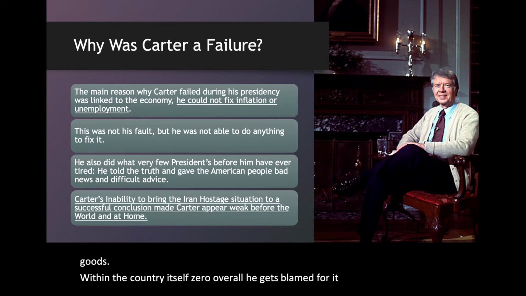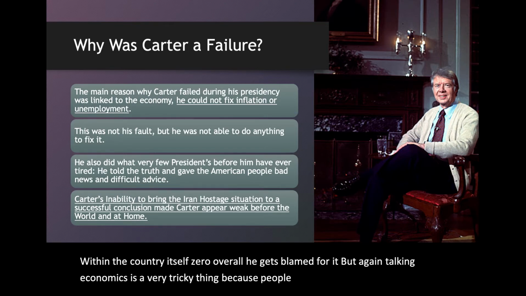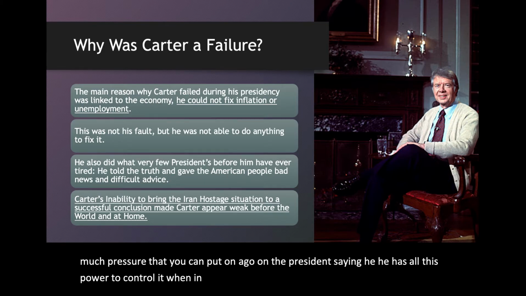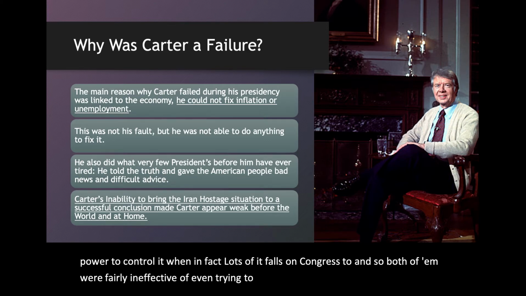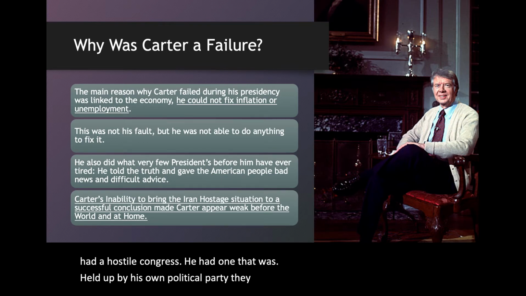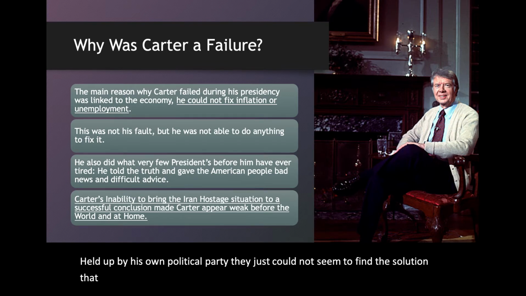But again, talking economics is a very tricky thing because people truly believe that there is so much pressure that you can put on the president, saying he has all this power to control it, when in fact lots of it falls on Congress too. And so both of them were fairly ineffective at even trying to deal with it. And it's not like Jimmy Carter had a hostile Congress. He had one that was held by his own political party. They just could not seem to find the solution, the trick to fix the economy and get it repaired again.